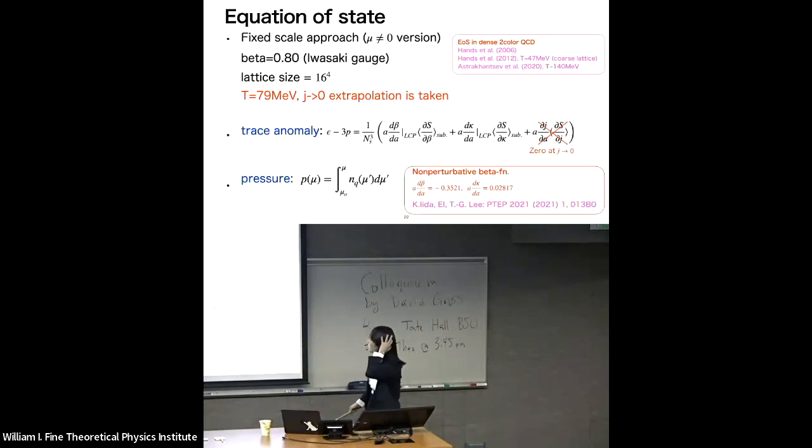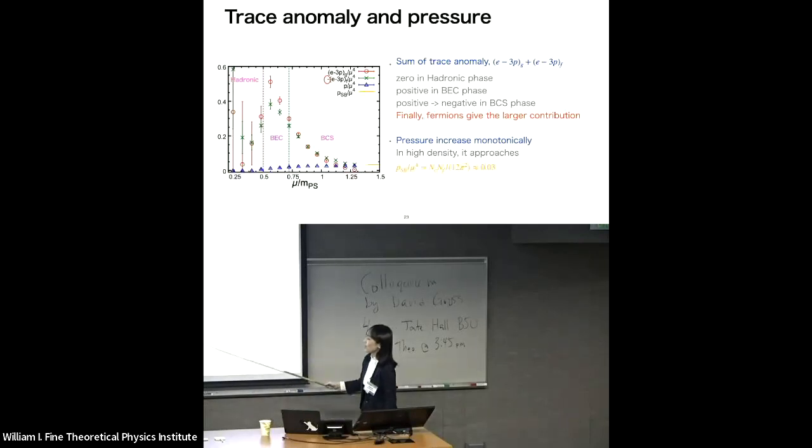To be honest, there are early works on the equation of state in dense 2-color QCD by these people. However, they used the perturbative beta function here and here, because non-perturbative determination of the beta function is very tough work. Actually, we needed roughly 3 years to obtain these two values. But anyway, we have done it, and that is a new point. So we utilize these values and measure this quantity. Finally, we obtain the trace anomaly and pressure respectively.